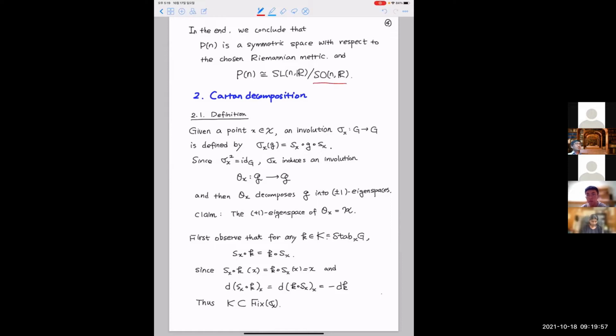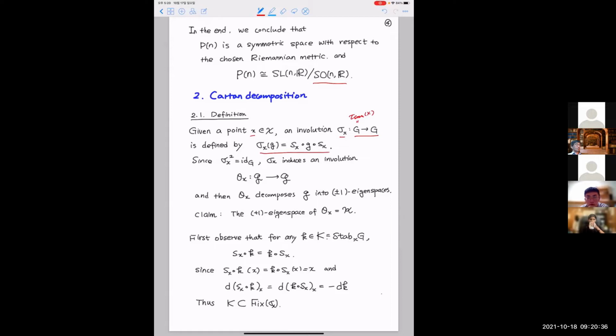Okay, so now we want to explore more the geometric properties of a symmetric space. To see that, we need the Cartan decomposition of the Lie algebra of G. Okay. So here is the definition. So given a point X, then you can define an involution of G. Okay, here G is the isometry group. Defined like this.